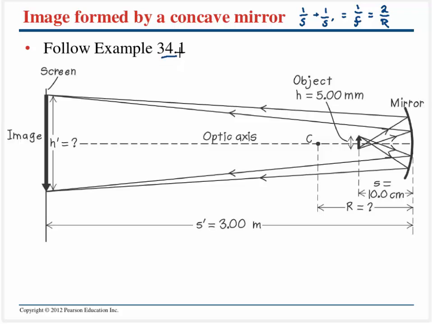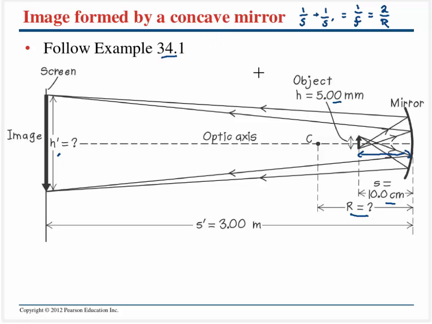So let's take a look at example 31.4, where we have an object that's 10 centimeters away from the mirror. So that's going to be our object distance, 10 centimeters. We're looking for the height on the screen. We also don't explicitly know the radius of curvature. We know the object height. So let's say, well, what can we solve for? First, we can solve for the radius of curvature.